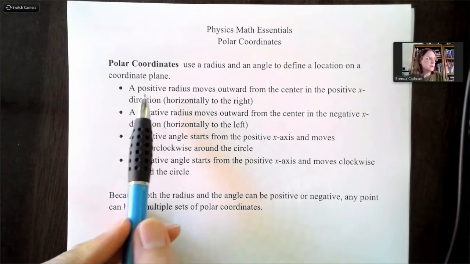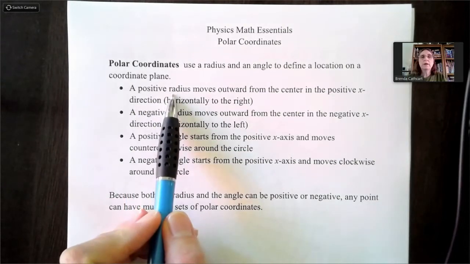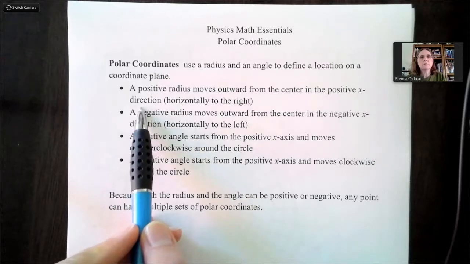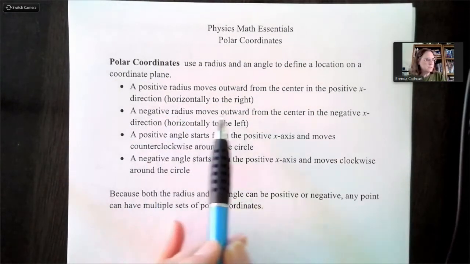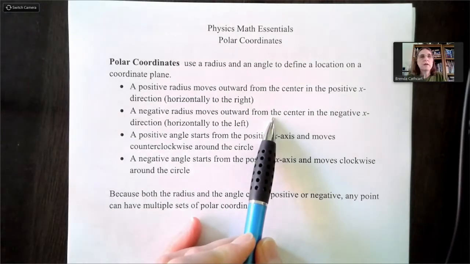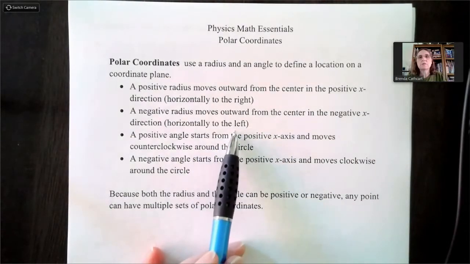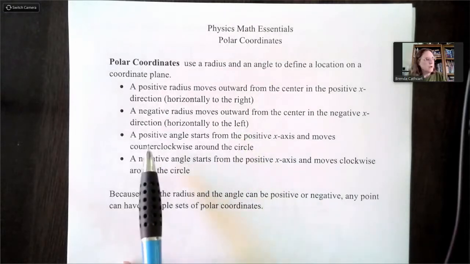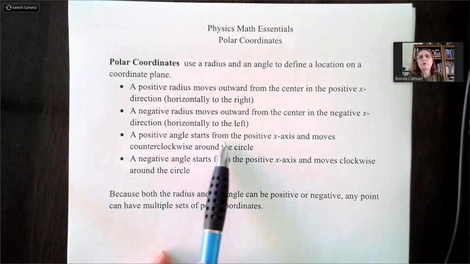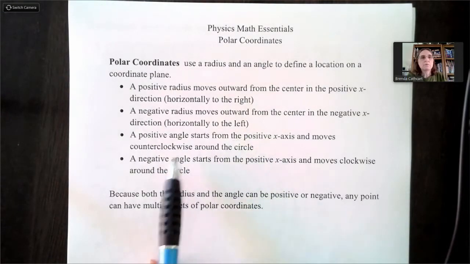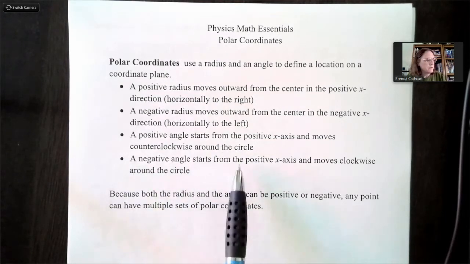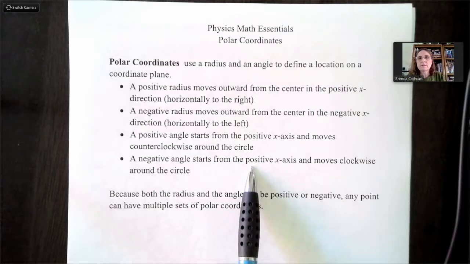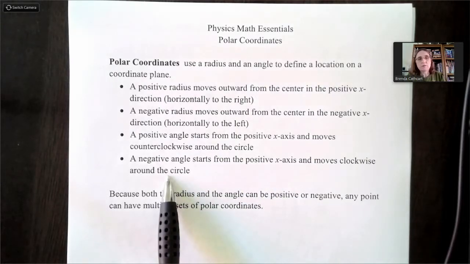Some characteristics are that a positive radius is going to move outward from the center in the positive x direction, that is horizontally to the right. A negative radius moves outward from the center in the negative x direction, that is horizontally to the left. A positive angle starts from the positive x-axis and moves counterclockwise around the circle. And a negative angle starts from the positive x-axis and moves clockwise around the circle.